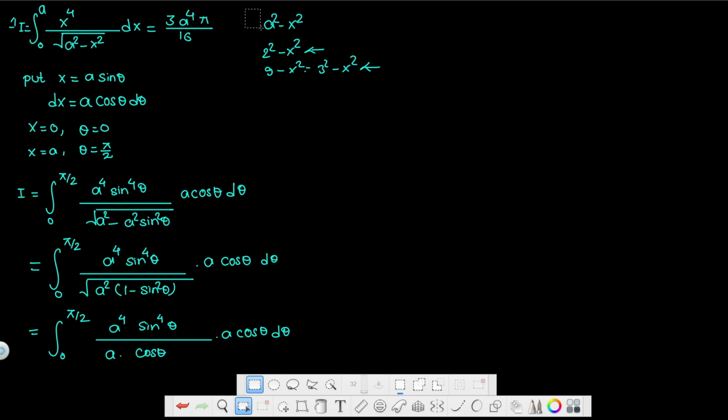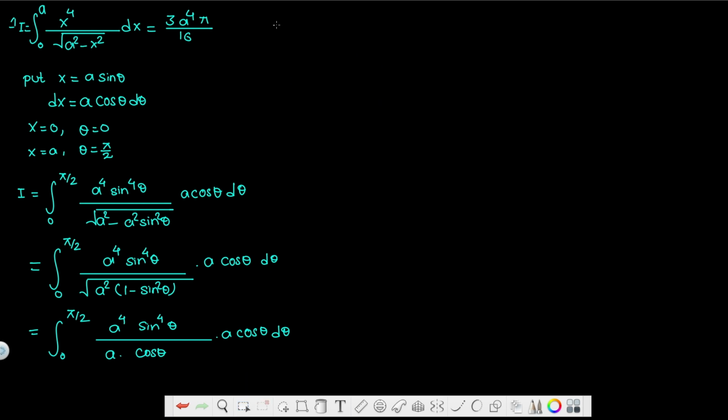Let me clear this. So we have I equals, this a and this a will cancel, this cos theta and this cos theta will cancel, and we are left with a to the power 4 times integral 0 to pi/2 of sin^4 theta d theta.